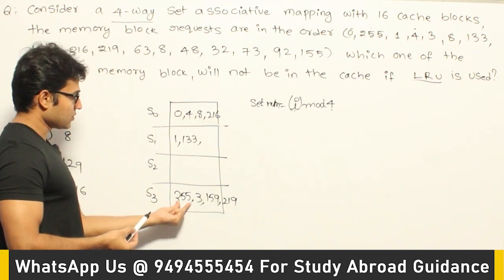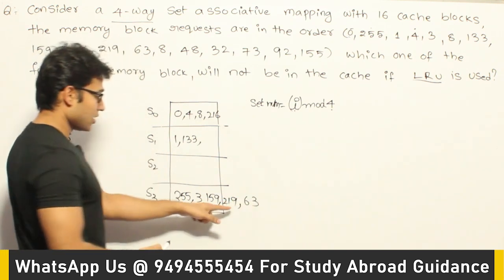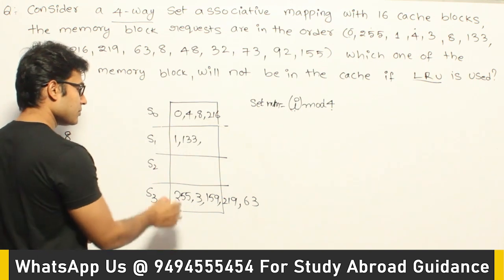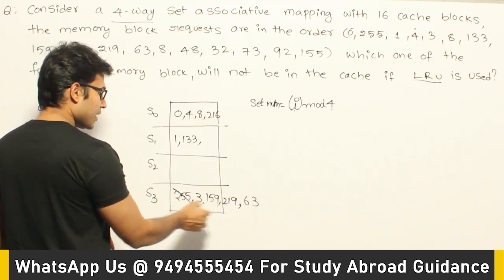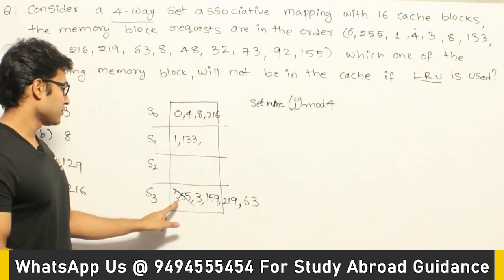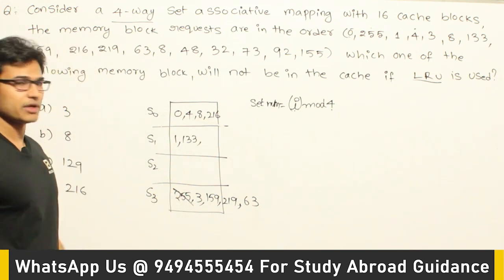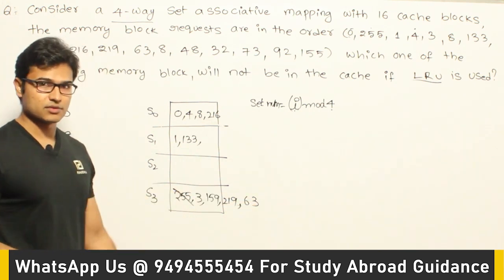But then I have to place 63 here, but it is already full. So which one should be replaced? The least recently used. So among all these existing 4, the least recently used is the first one in the list, isn't it? That is why 255 will be removed. Got it? So that is why I am writing like this. The first one, if you see it, that will be the least recently used.